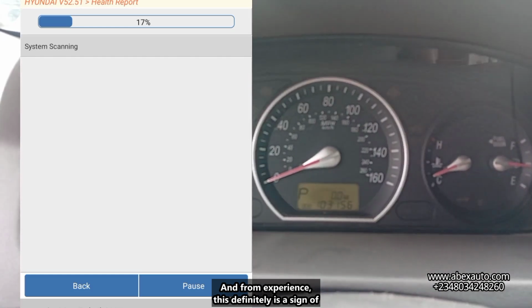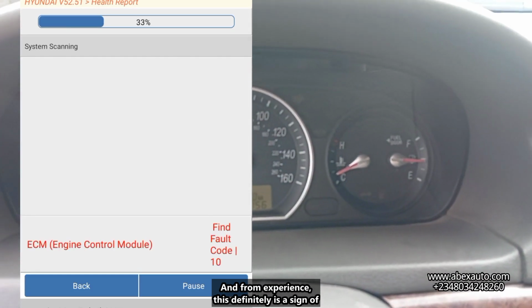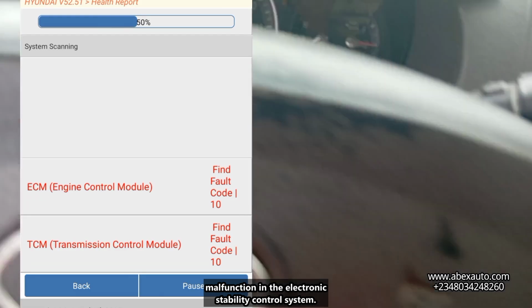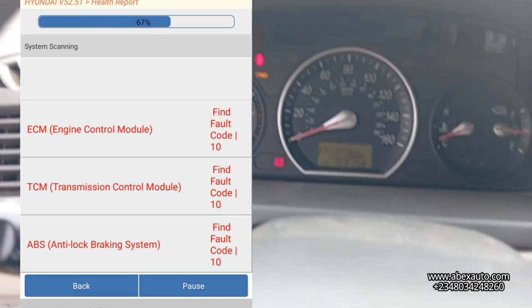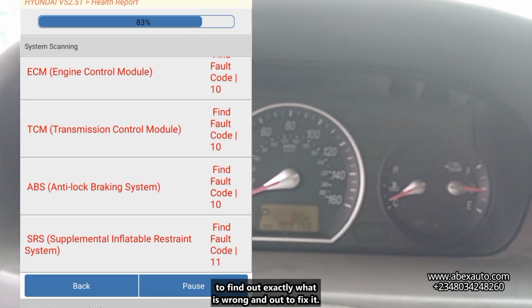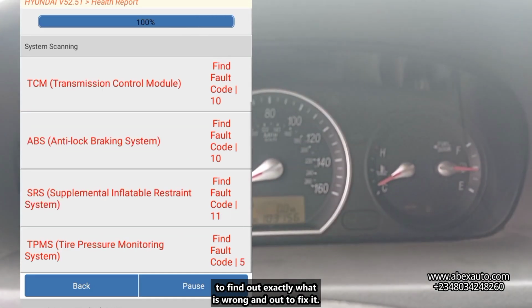From experience, this is definitely a sign of malfunction in the electronic stability control system, and that's what we are trying to troubleshoot, to find out exactly what is wrong and how to fix it.